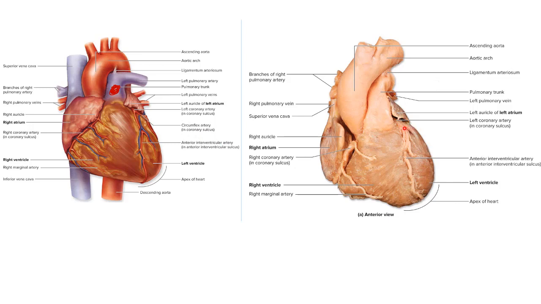So here we have the left coronary artery, just a little bit of it, because the pulmonary trunk is covering a lot of it. The anterior interventricular artery branches off of it. And then the circumflex artery, it's not even labeled here because you can't really see a lot of it, but that's the other major branch of the left coronary artery. Okay, circumflex artery, we got that.